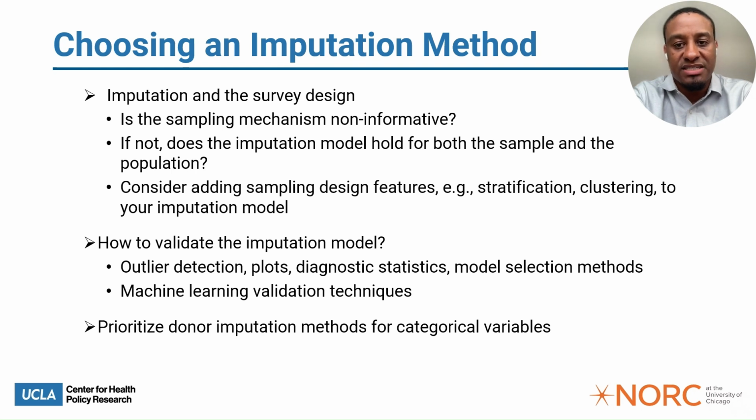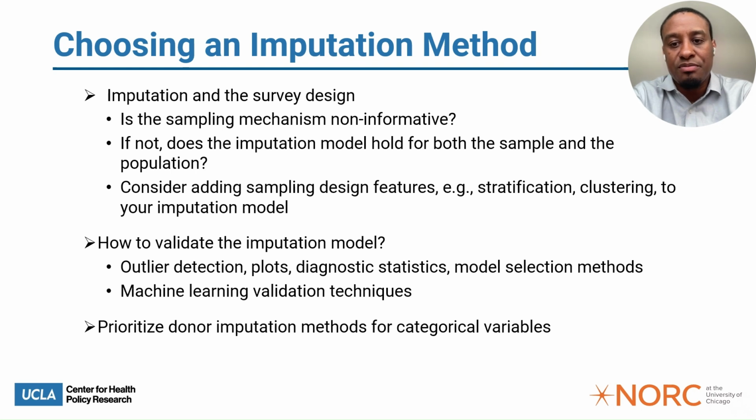If it is informative, on the other hand, we need to ensure that the imputation model is valid for both the sample and the population. This distinction is often overlooked, but can introduce biases.